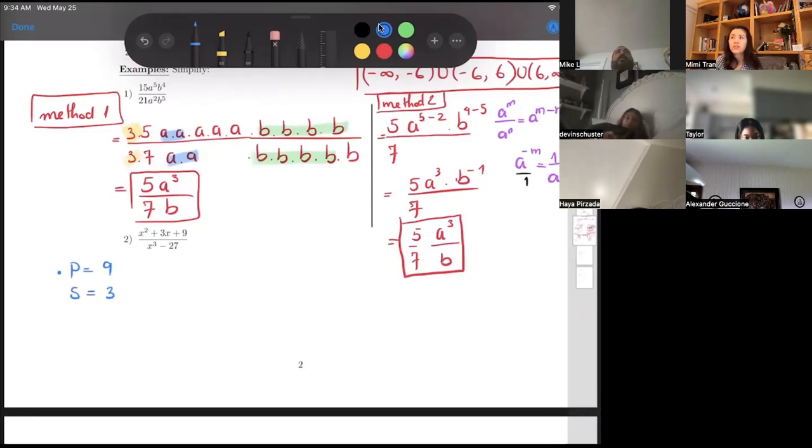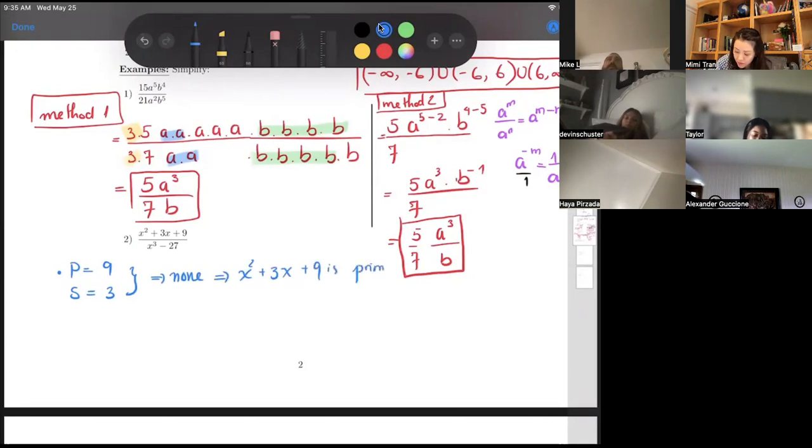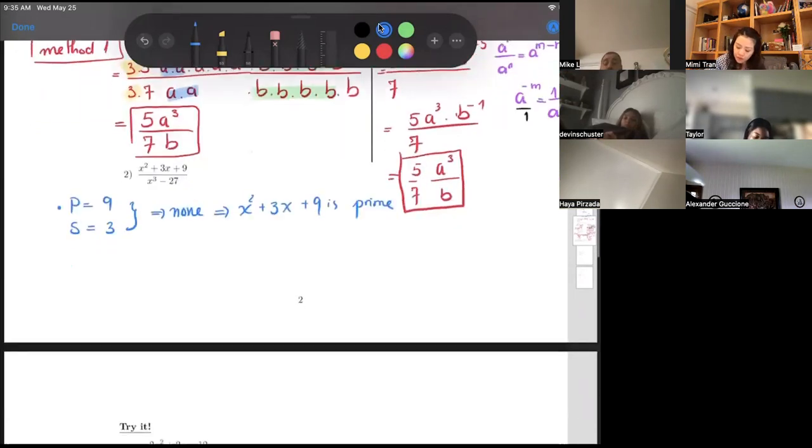The product is 9 and the sum is 3. So the pairs are 1 times 9 or 3 times 3. But 1 times 9 is not going to add up to 3. And 3 times 3, those two are not going to add up to 3 either, right? So none. That means x squared plus 3x plus 9 is prime because you cannot factor it, right?